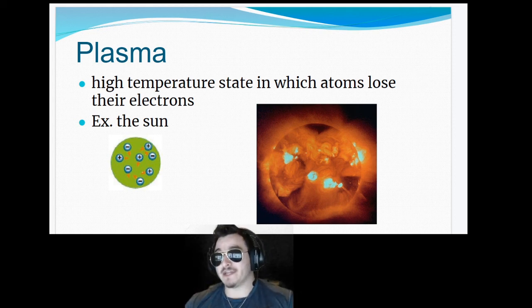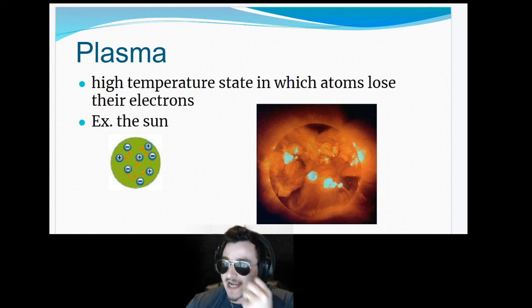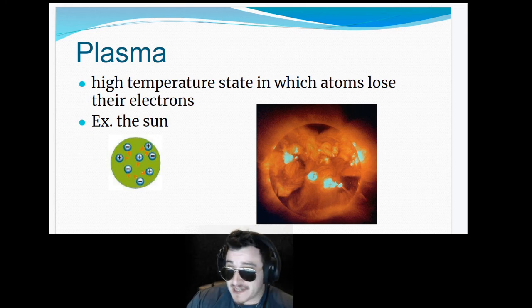Others say that the only example that we can see on planet Earth is lightning, actually, but it's a very high temperature state. And what's happening is the atoms are shedding their electrons through various reactions to the energy that is absorbed there. And so there's not too many examples here. The best example we can see, you just got to look up in the sky and look at the sun. Lots of plasma in there.